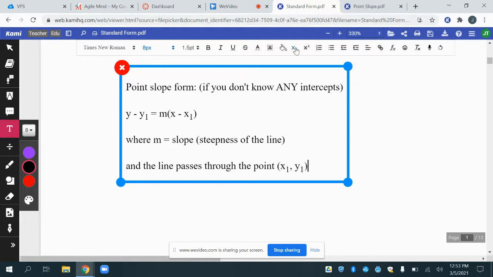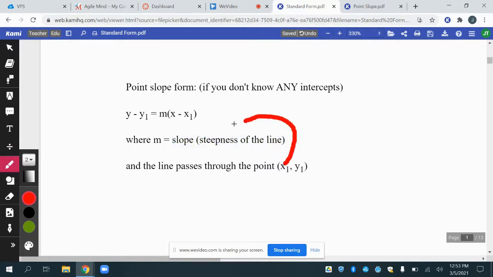Boom. Okay, so now we have a point that it goes through and how steep the line is. Now the point is split up. That's very important to notice. This point is split up. X1's right there, Y1's right there. So those are going to be numbers. We'll talk about that one, not even in this assignment.